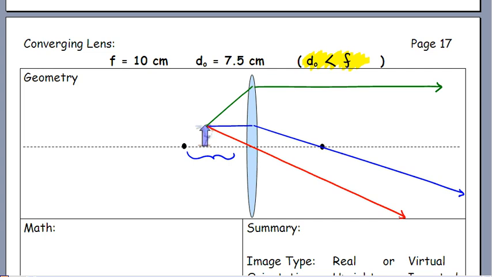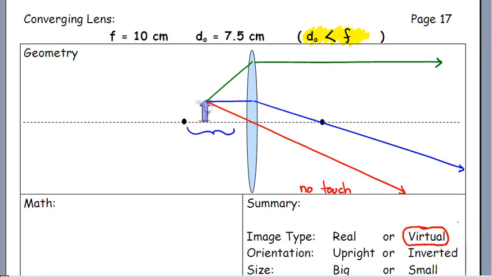Now, at first glance, you might go, oh, this one's hopeless too. Those rays are never going to actually touch each other. Well, that's true. They really don't actually touch each other, but it looks like they sort of do in a creative way, right? So there is indeed no touch out here. They don't come together. So we're going to say this is a virtual story. And here's what I mean by that.